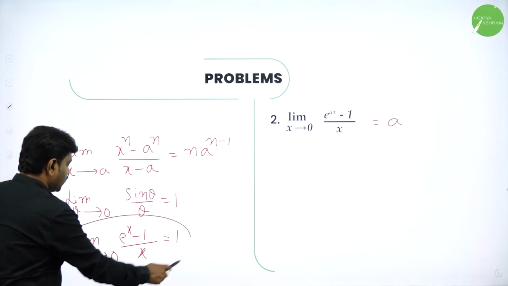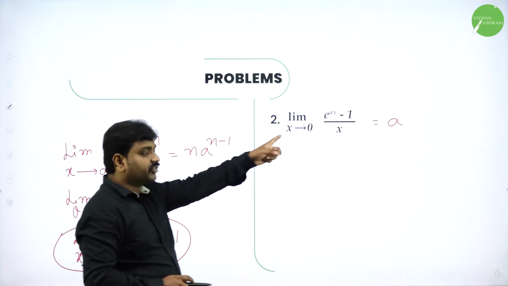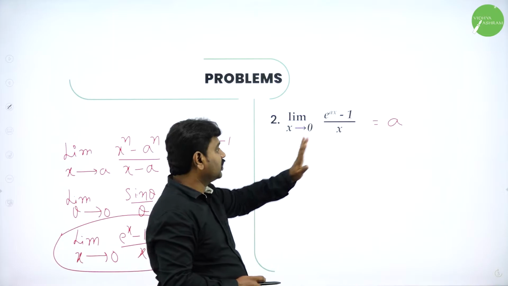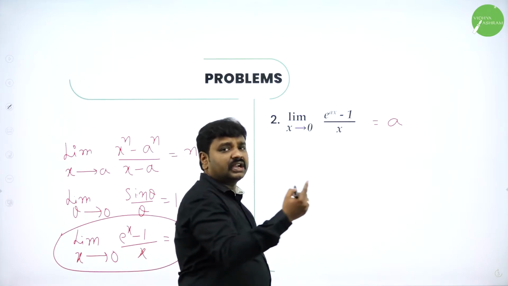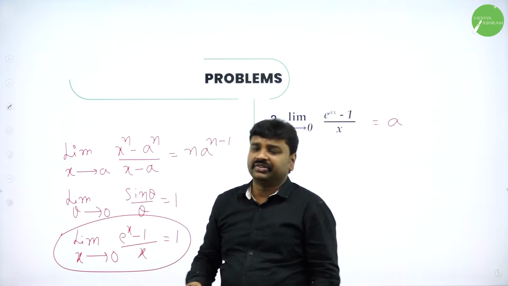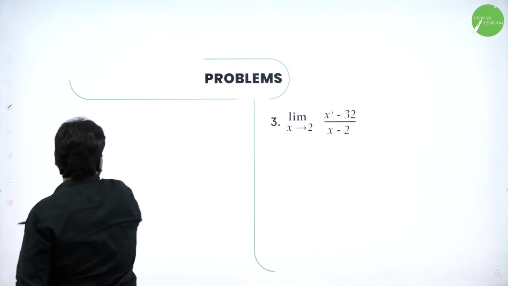So now we use this formula. Directly in the place of x, if you put 0, it will become 0 by 0. So you should not. So what we have done is divide and multiply by a, and I have applied the limit. I showed how to get the answer. Now we have the next problem.